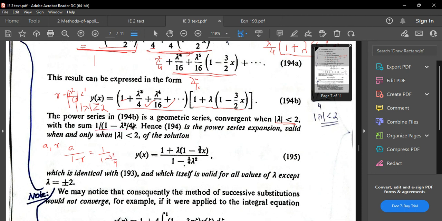So this is the sum, and equation 194 is a power series expansion valid only when mod lambda is less than 2. Replacing this sum here, we end up with 1 plus lambda into 1 minus 3 by 2 x divided by 1 minus lambda square by 4. So it has this small form. This is valid for all values of lambda. This is identical with equation 193, which itself is valid for all values of lambda, except that for mod lambda less than 2 we have this solution.